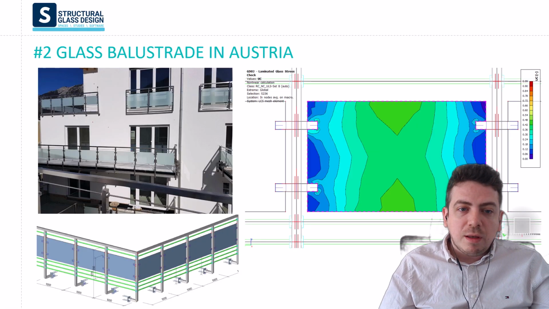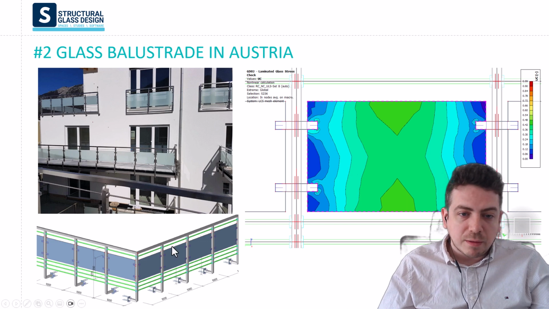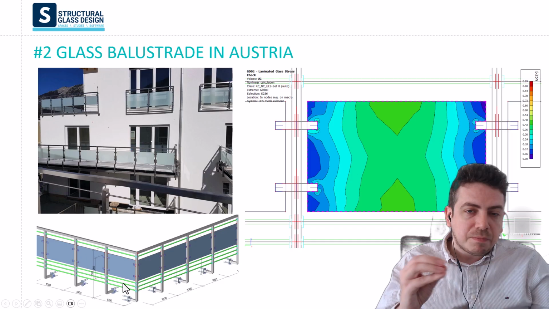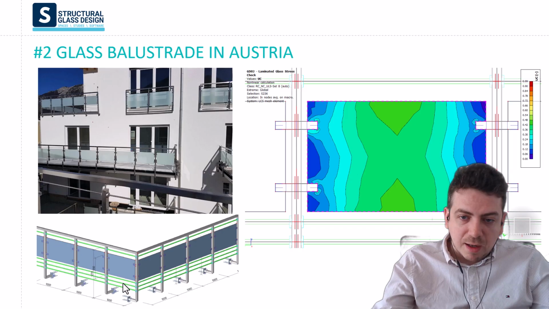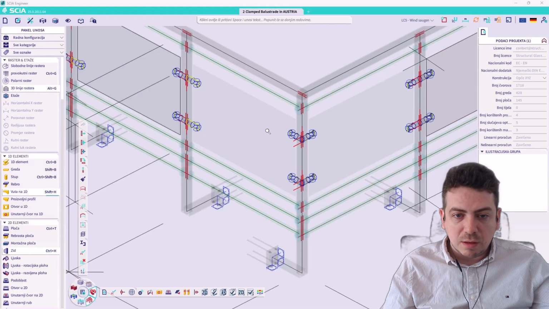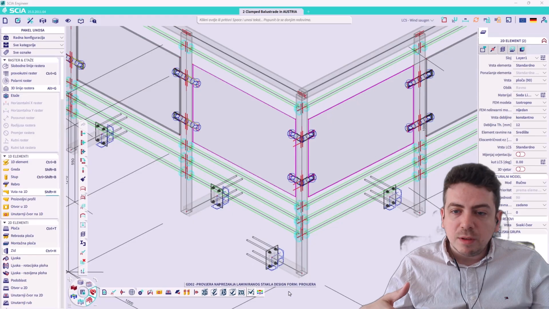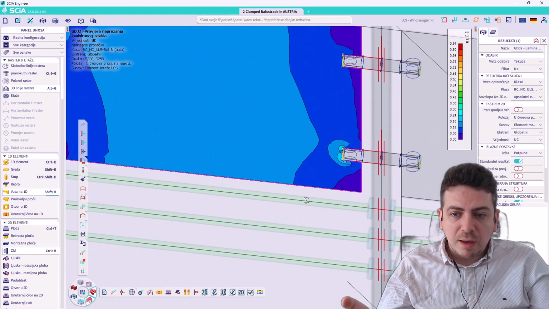Another example here from Austria, where we have this type of balustrade. You can see here that the steel is modeled as well, aluminium can be modeled, and the glass. So we see in conjunction how these behave. Here is a quick preview of the model. So this is the advantage: you can model everything in 3D.